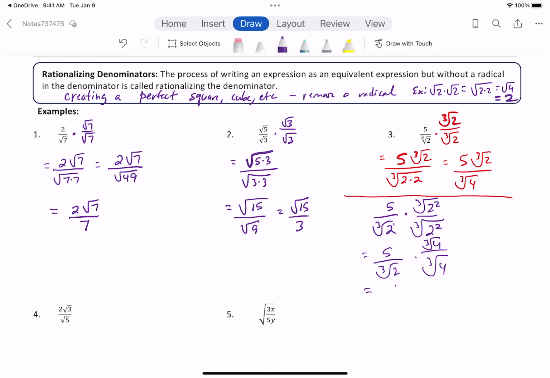So in the top, we're just going to have 5 times the cube root of 4. And on the bottom, we'll have cube root of 2 times 4 now. So we get cube root of 8, which is now a perfect cube. So we know that the cube root of 8 is 2. And that would be my final answer.